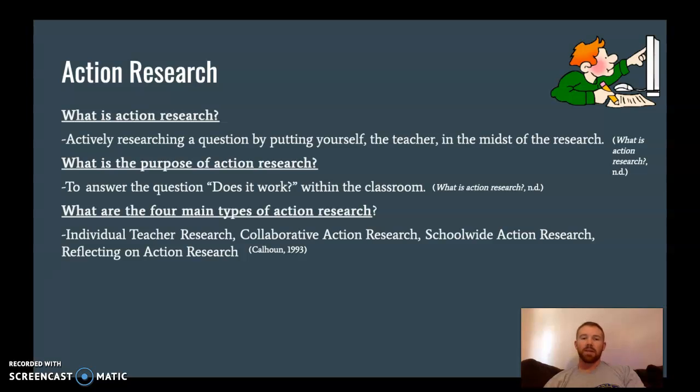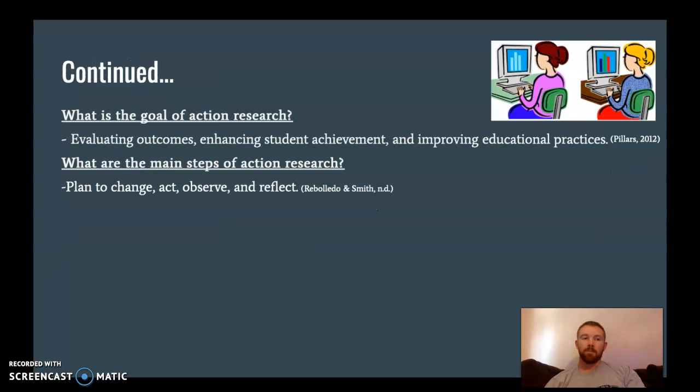And the 4 main types of action research are individual research, where you just as the individual will work on it. Collaborative, where you might work on it with a group of other teachers or team members. School-wide action, where a whole school conducts the research. And reflecting on action research, once you have conducted the research, then you can look back at it.